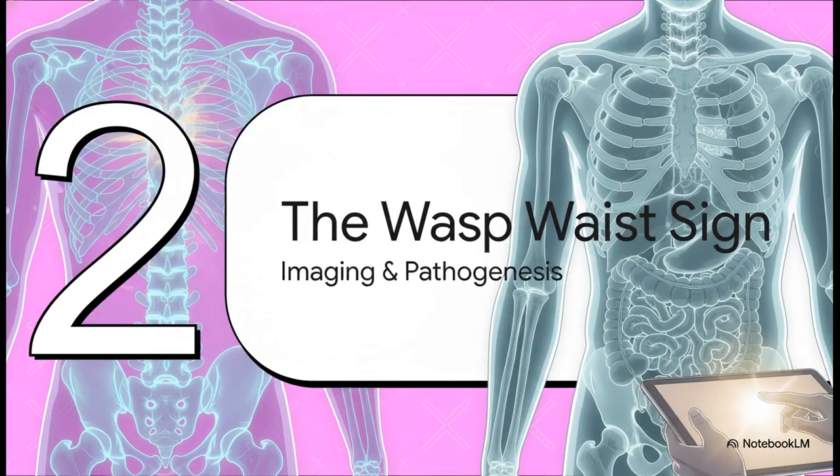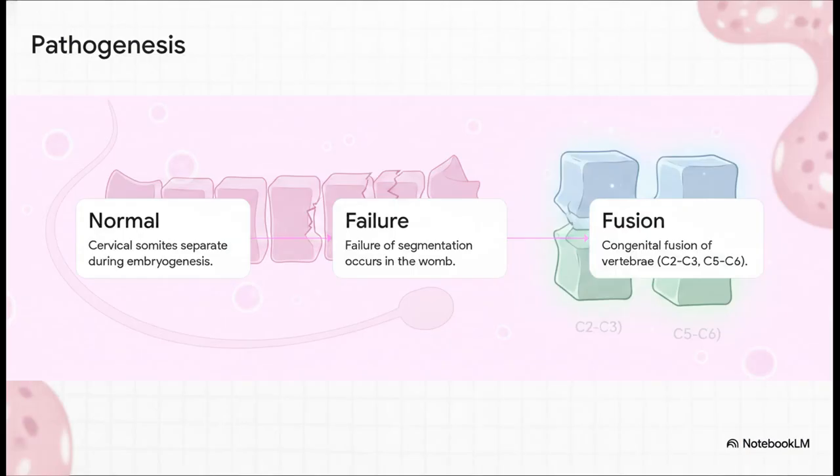Moving right along to part 2, the wasp waist sign. Since those external signs can be so totally unreliable, we have to look deeper. And to understand the imaging, we really need to understand the embryology first. Normally, cervical somites, you can think of them as the precursor building blocks of the spine, separate neatly during early development in the womb. But in KFS, there is a failure of segmentation. It's like a tiny developmental glitch. Instead of separating, the vertebrae fuse congenitally. Most often, this failure locks together the C2 and C3 segments, or the C5 and C6 segments.